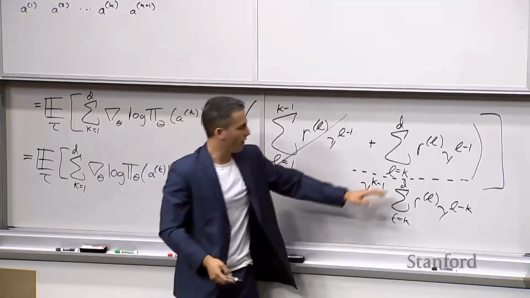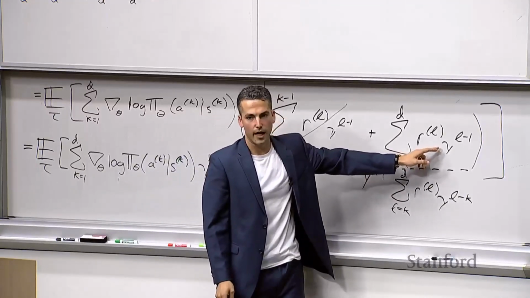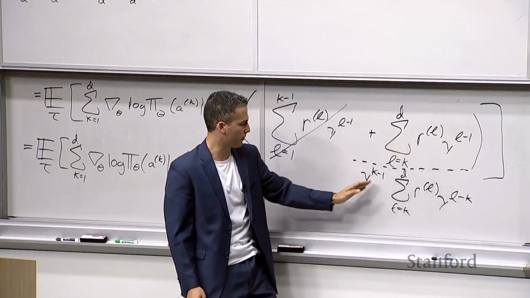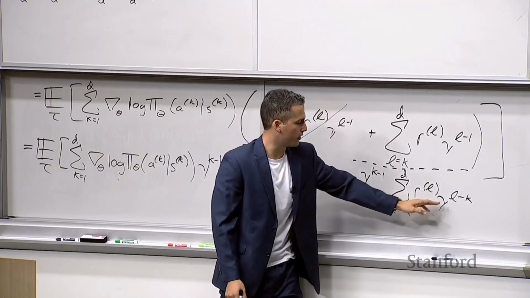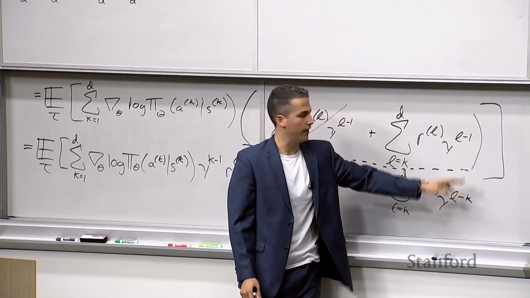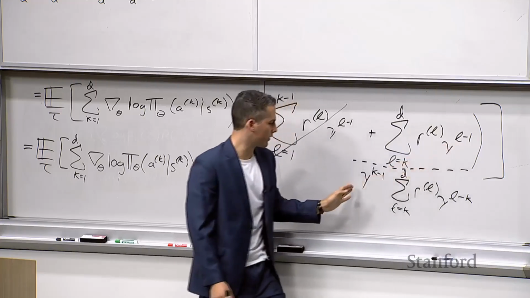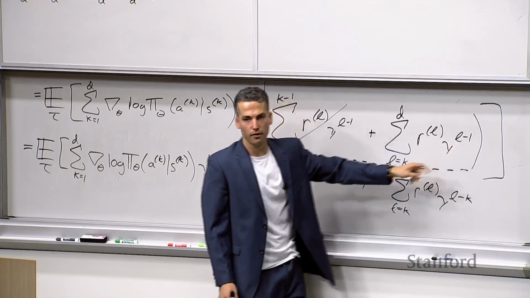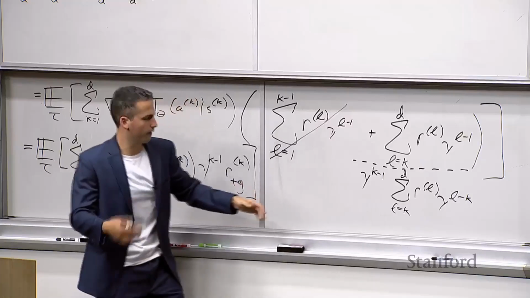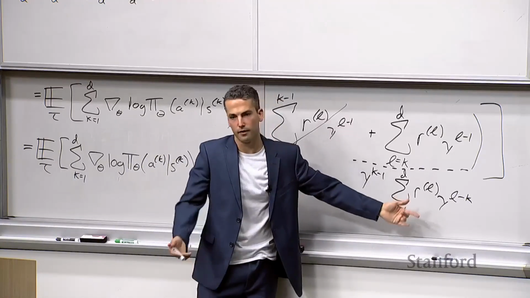All we did here was factor out a gamma to the k minus 1 from this term. So we just brought gamma to the k minus 1 out in front, and what that left us with was gamma to the L minus k instead of L minus 1. If you multiply gamma to the k minus 1 back inside, it brings us back to here. The reason we did that is just convention: the reward-to-go is typically written like this.